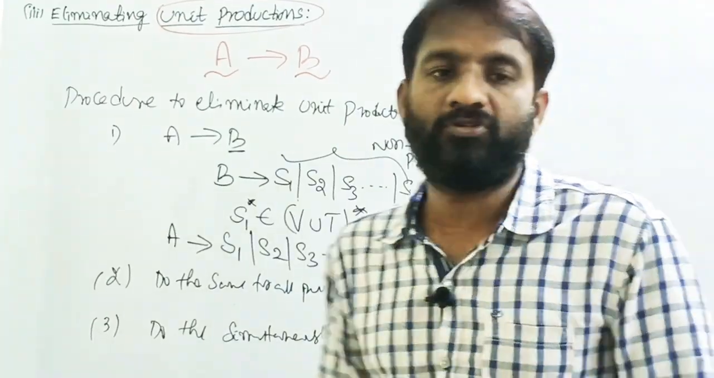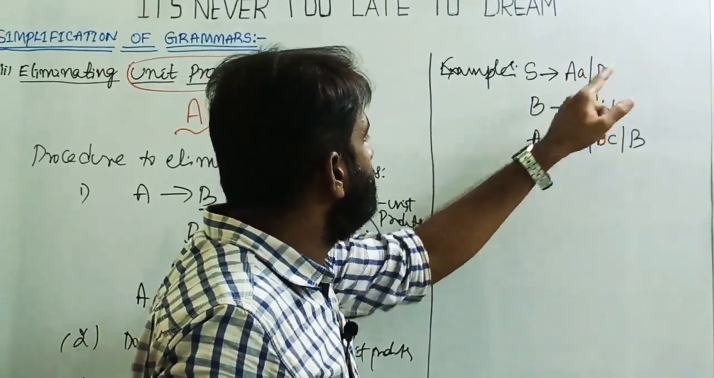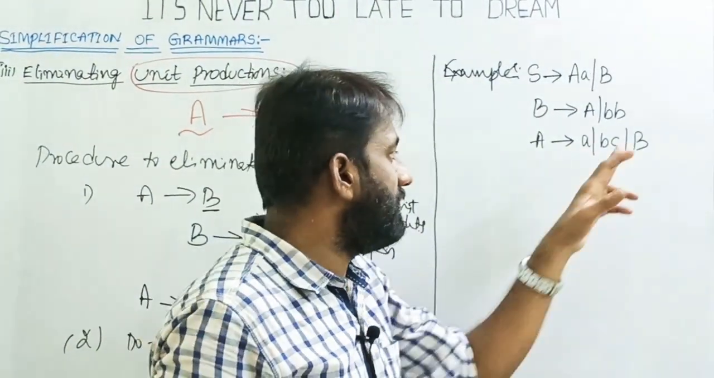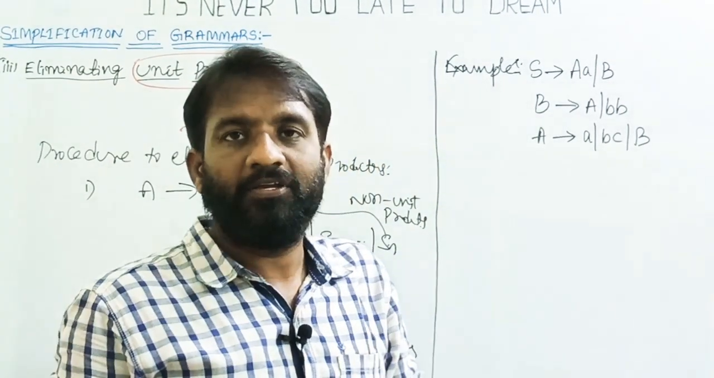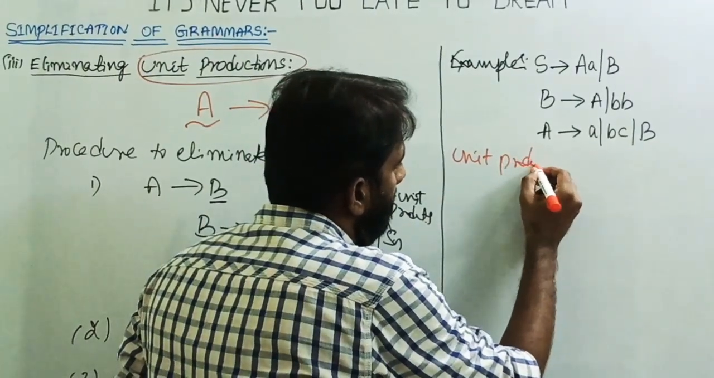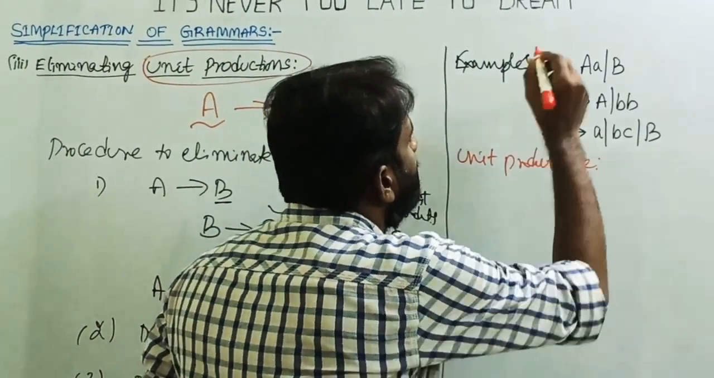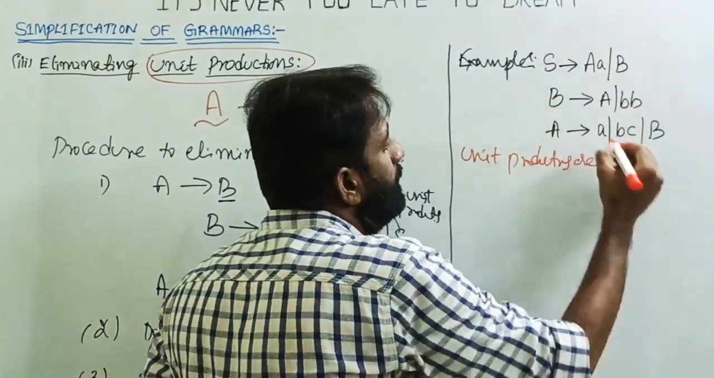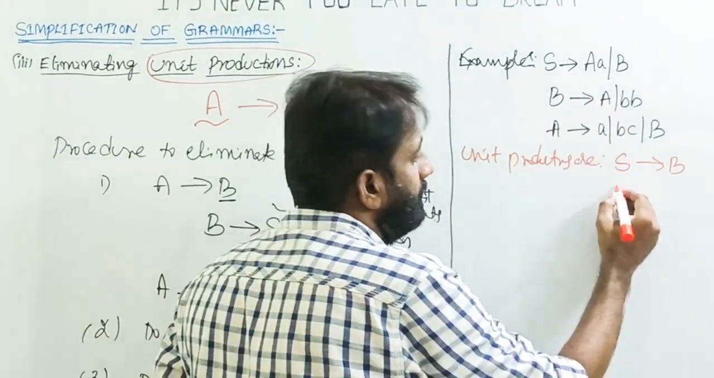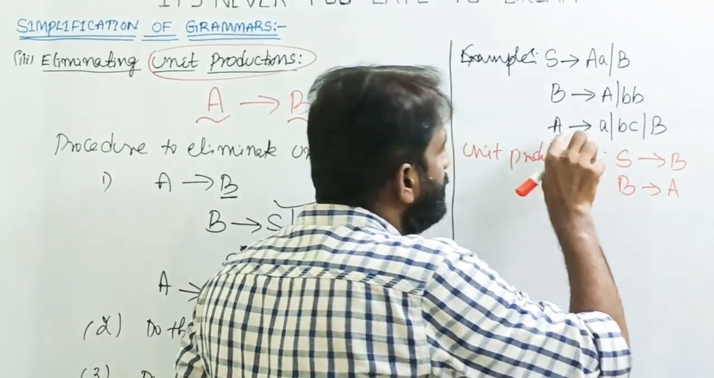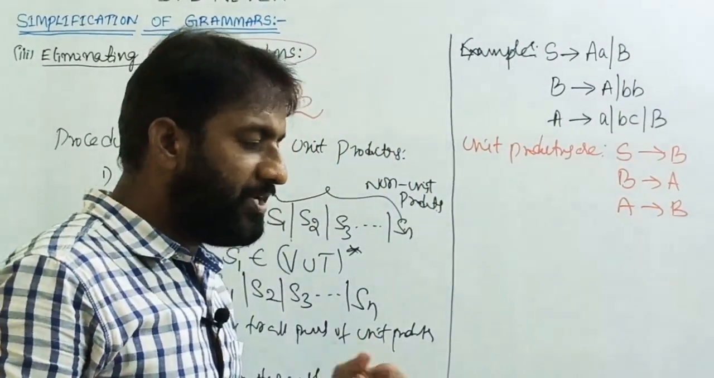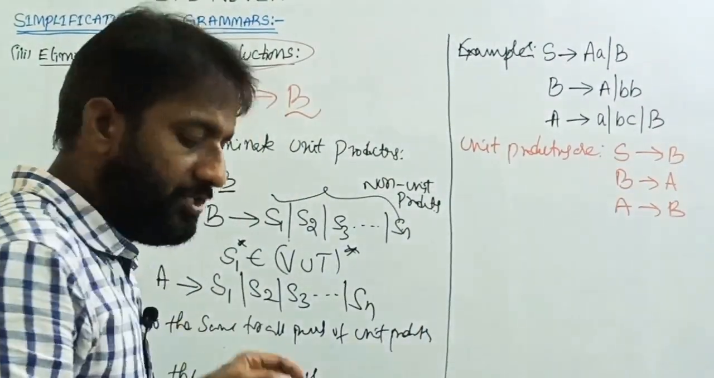Let's consider some examples. The given grammar is S tends to A slash B, B tends to A slash B, A tends to A slash BC slash capital B. First identify the unit productions. The first unit production is S tends to B. The second unit production is B tends to A. The third unit production is A tends to B. Then eliminate the unit productions one by one according to this procedure.